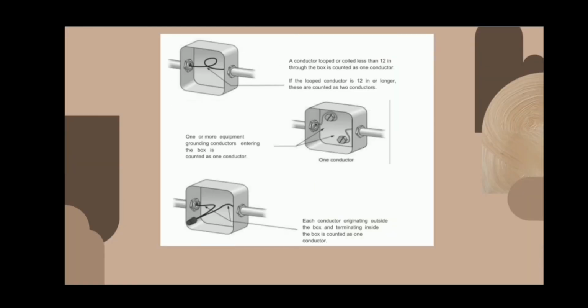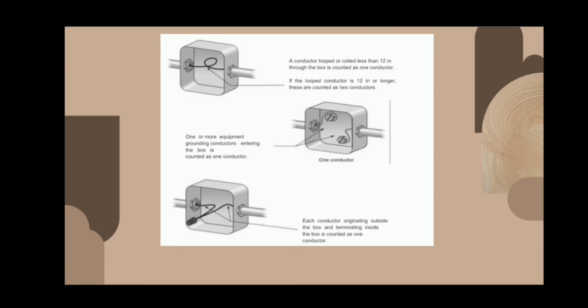A conductor loop or coil less than 12 inches through a box is counted as one conductor. Kapag ang conductor loop or coil ay less than 12 inches, counted ito as one conductor. If the loop conductor is 12 inches or longer, these are counted as two conductors. Kapag naman ang loop conductor is 12 inches or longer, counted naman ito as two conductors.